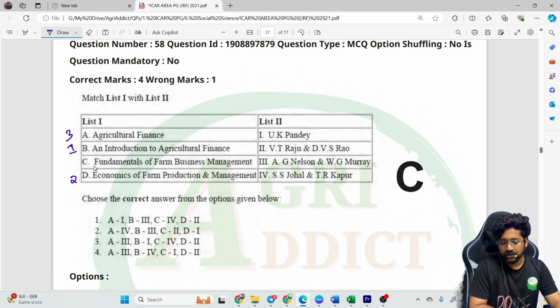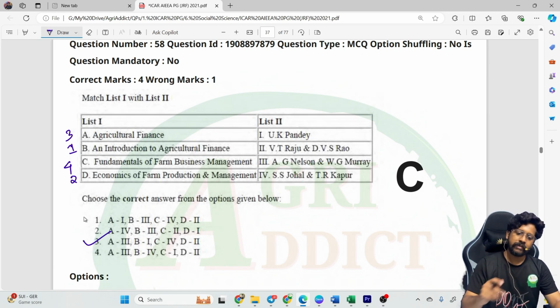And the last, C option, fundamentals of farm business and management, can be connected with the S.S. Johal and T.R. Kapoor. So 3, 1, 4, 2. The third option will be the correct answer.